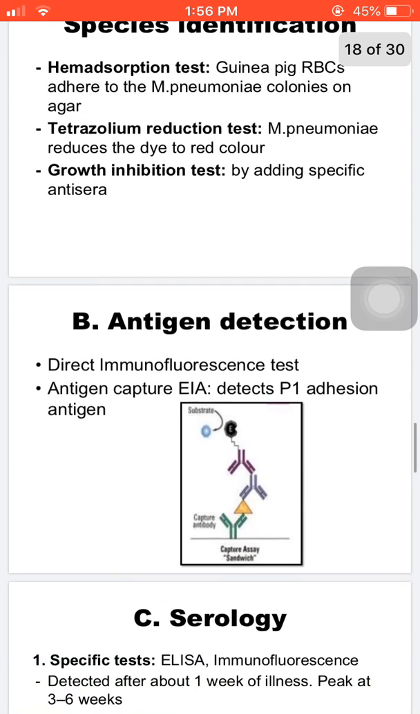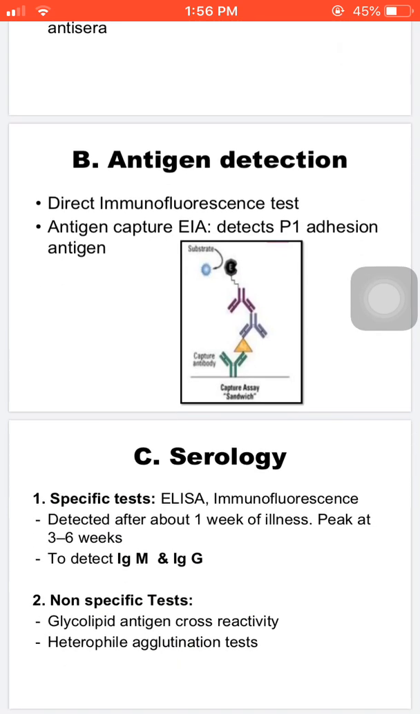Now after the culture, let us move on to antigen detection. Antigen detection is with the help of the direct immunofluorescence test and antigen capture enzyme immunoassay, wherein you are detecting the P1 adhesin antigen in the clinical sample. You can place the clinical sample on the slide and add a fluorescent-tagged antibody specific to it and look under the fluorescent microscope, or you can use a rapid test like enzyme sandwich ELISA. The test is complete in just 10 to 15 minutes.